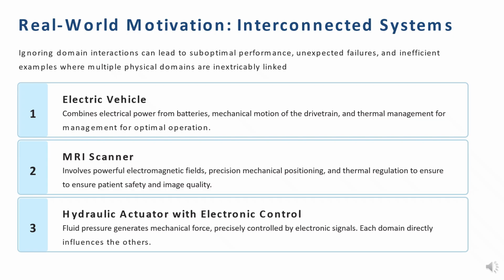If we model only the electrical subsystem, we ignore mechanical and thermal effects. If we focus solely on mechanical motion, we miss electrical constraints and losses. Such isolated analysis cannot capture the true system behavior. Multi-domain system modeling overcomes this limitation by integrating all relevant energy domains into a single framework, providing a comprehensive understanding essential for designing reliable and efficient real-world systems.